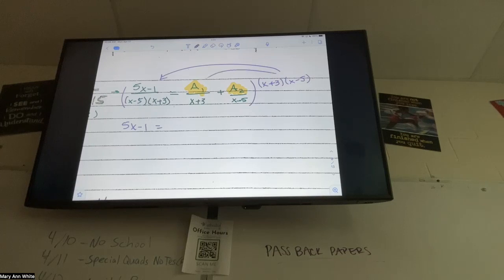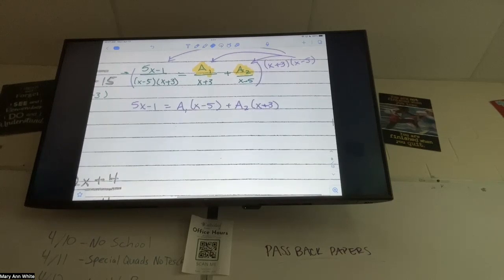When we multiply it by the second fraction, the x plus 3's go away, but I still have my x minus 5. I'm going to say A1 times (x minus 5). And then the last one, I'm going to multiply by my last fraction, where the x minus 5's go away, but I'm going to have A2 times (x plus 3). Okay. This was us clearing the denominator.